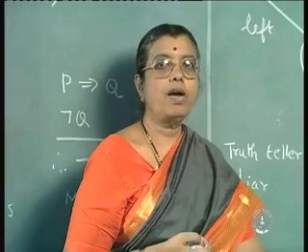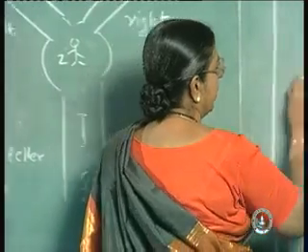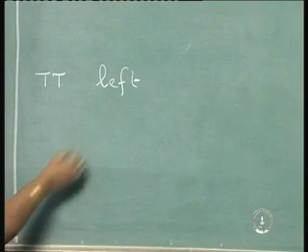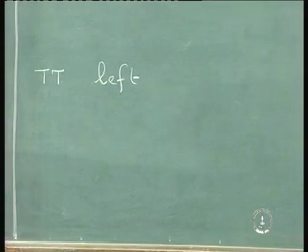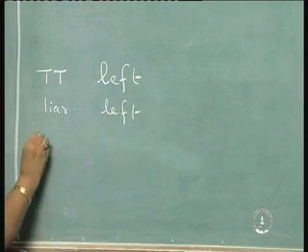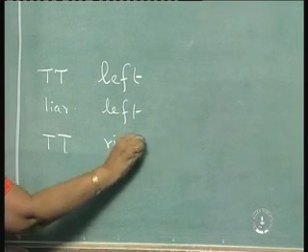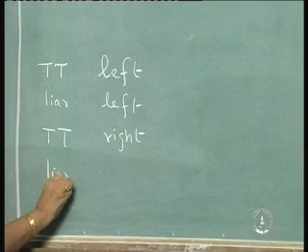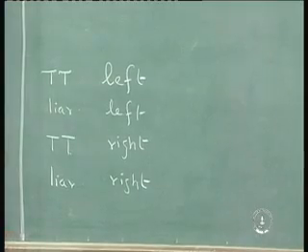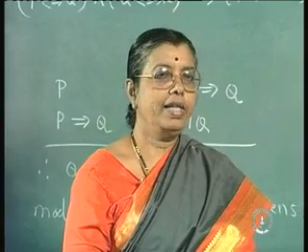Okay. So, what is the single yes or no question he should ask? You must look at the four possibilities. The person may be a truth teller, and the left road may lead to capital; the person may be a liar, and the left road may lead to capital; the person may be a truth teller, and the right road may lead to capital; the person may be a liar, and the right road may lead to capital. So, there are four possibilities, and the single yes or no question should take care of all these things.